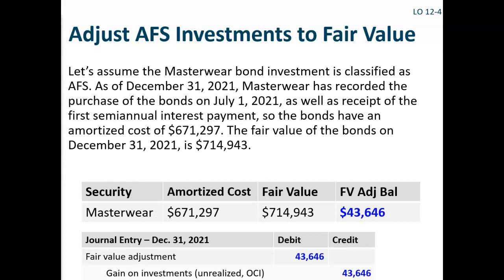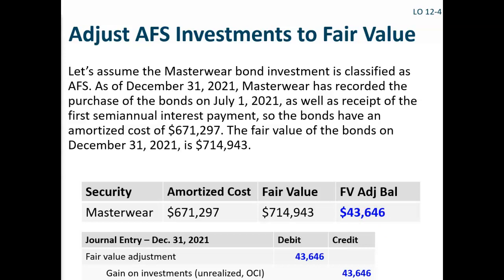Let's assume that United properly classifies its investment in the Masterware bonds as available for sale. As with the examples we worked for trading securities in our previous video, United needs to adjust the bonds to their fair value at the end of each reporting period. United will use a fair value adjustment account to make this adjustment. As of December 31st, 2021, the Masterware bonds have increased in value to $714,943. The bonds are recorded at their amortized cost of $671,297. So the fair value adjustment account needs to have a balance of $43,646 debit.